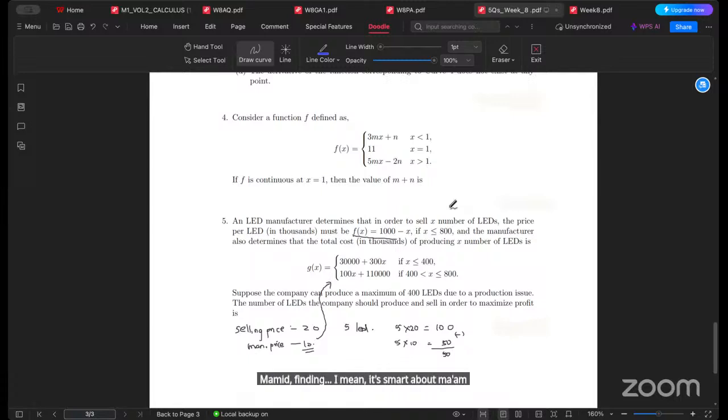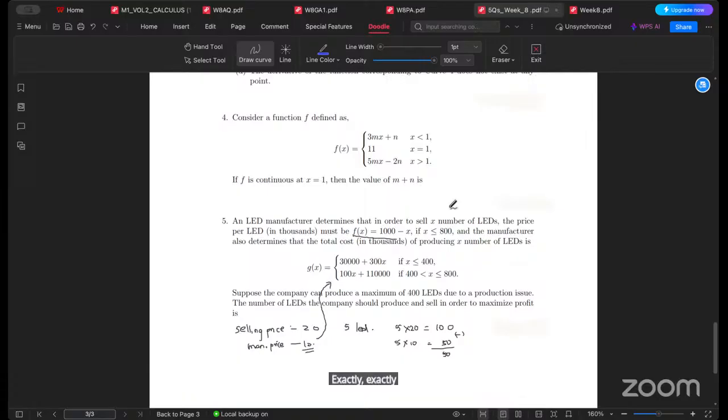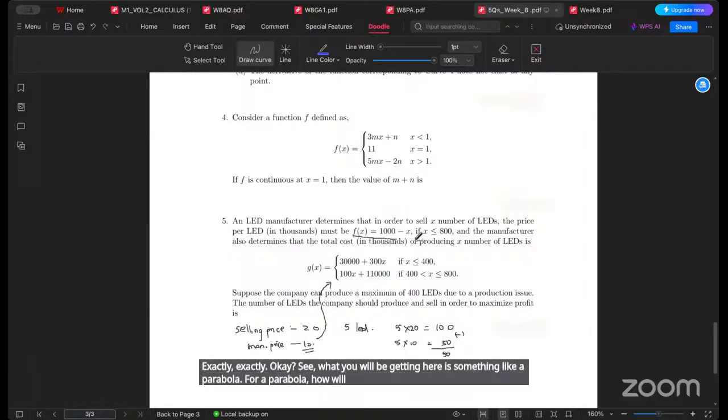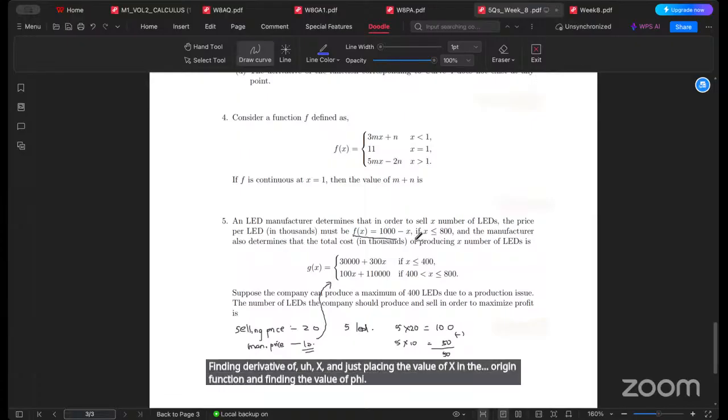In this case, finding the maximum or minimum is the same as what we did in week 2 and week 3, like minus b by 2a, finding the coordinates and the value. Exactly. Okay. See, what you will get here is something like a parabola. For a parabola, how will you find the maximum? Finding the derivative of x, placing the value of x in the original function and finding the value of y. Okay, so please try that.